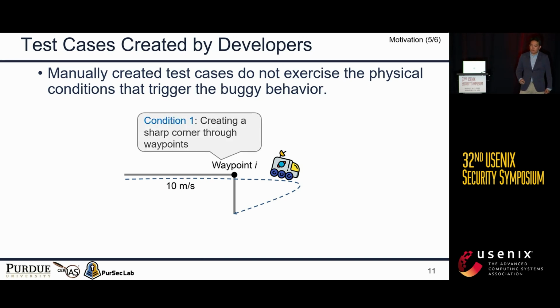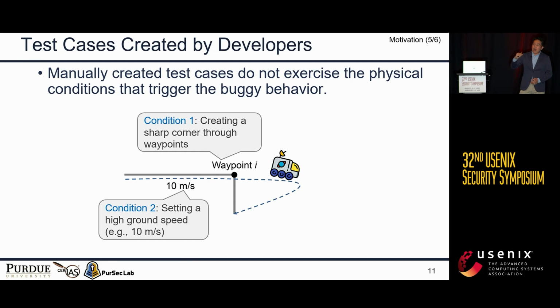First, we need to create a sharp corner by using waypoints. Unfortunately, the manually created test cases do not exercise such a sharp corner. Second, we need to set a high ground speed such as 10 meters per second. Also, unfortunately, the test cases created by the developers do not exercise such a high ground speed. That's why the test cases were not enough to trigger this buggy behavior.